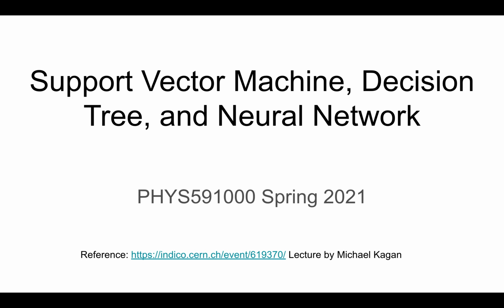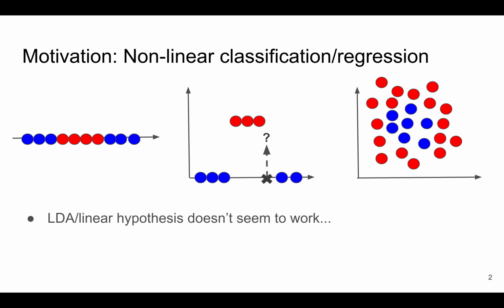This week, we're going to talk about three things: support vector machine, decision tree, and neural network. First, let's talk about the motivation.